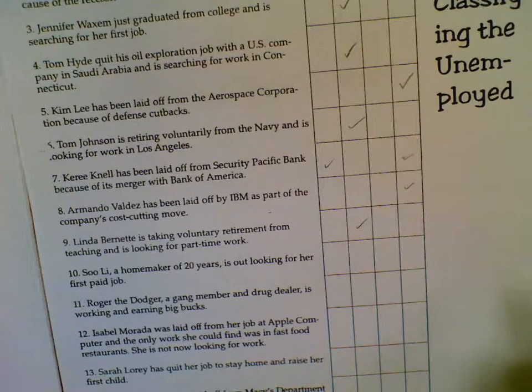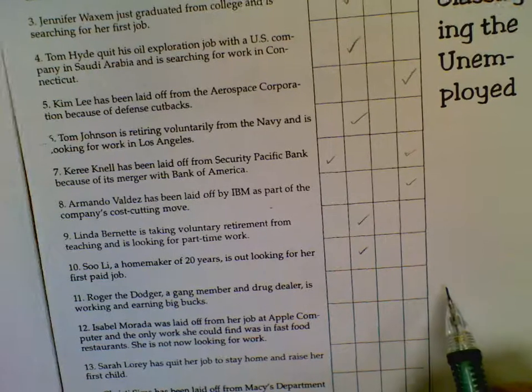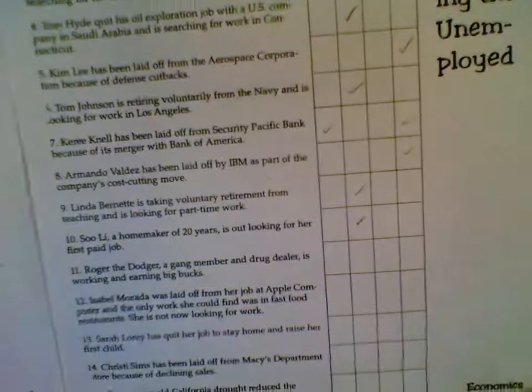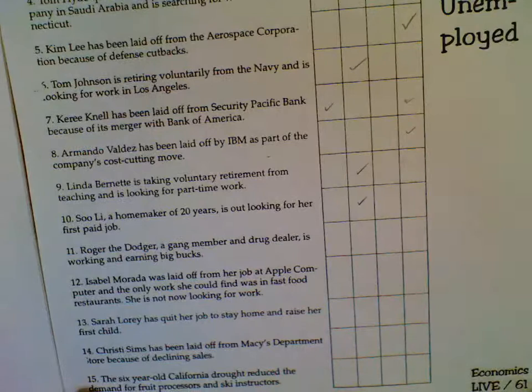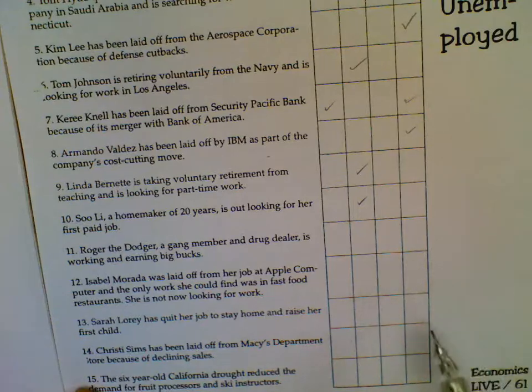Suli, a homemaker of 20 years, is out looking for her first paid job. Once again, that's frictional. Roger the Dodger, a gang member and drug dealer, is working and earning big bucks. He is not considered unemployed, but he is working in what's called the underground economy. He's obviously not reporting any of his earnings to the government, not paying any taxes on that. So he is working in the underground economy. He is not unemployed, so he is none of those.